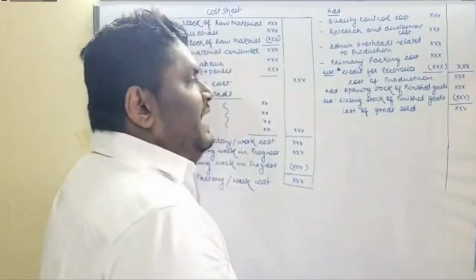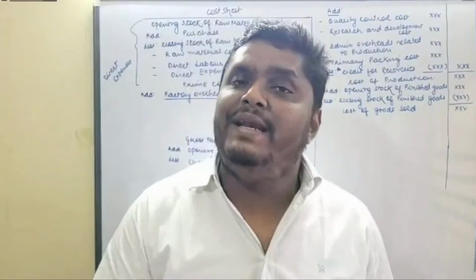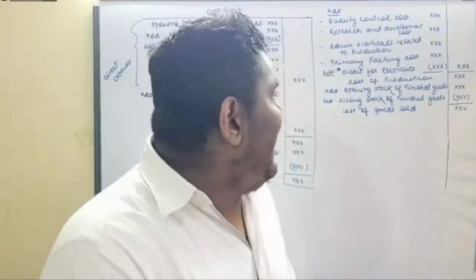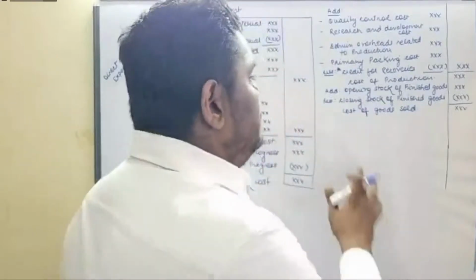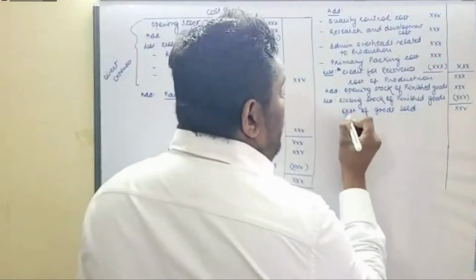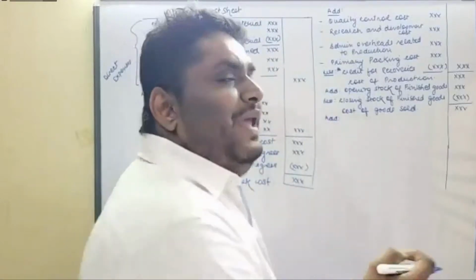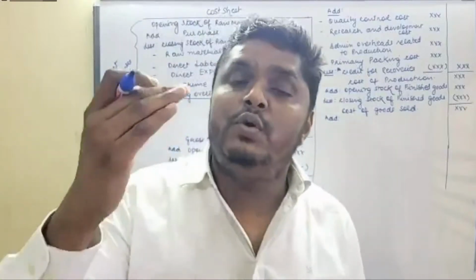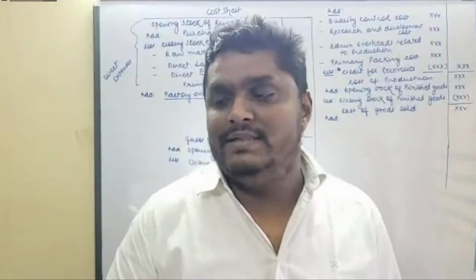So I repeat again, after calculating the cost of production, we will make adjustments of opening and closing stock of finished goods to get the cost of goods sold. So we will add opening stock of finished goods and subtract closing stock of finished goods. The value derived is what we call cost of goods sold. Now in cost of goods sold, we have to add a few more points to calculate the total cost. I understand it's a lengthy statement, but if you solve 2 to 3 questions with this format, you will be able to memorize it.